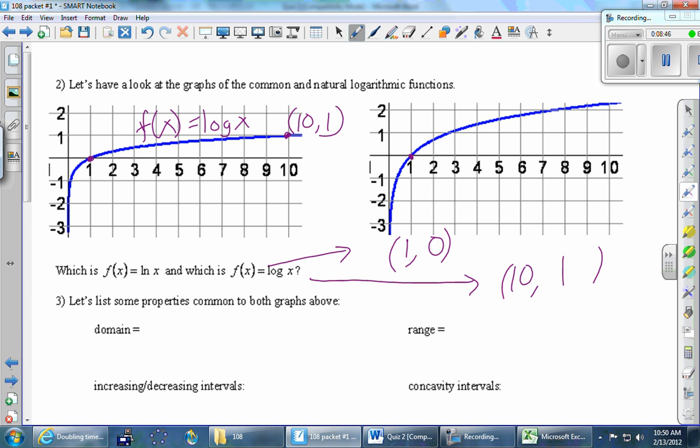What's the point that's like 10, 1, but on this curve? It's e comma 1, right? If you plug in e, you should get ln of e, which is 1. The point e is around 2.7, and look, there it is. This is e comma 1, which makes this one the ln function.